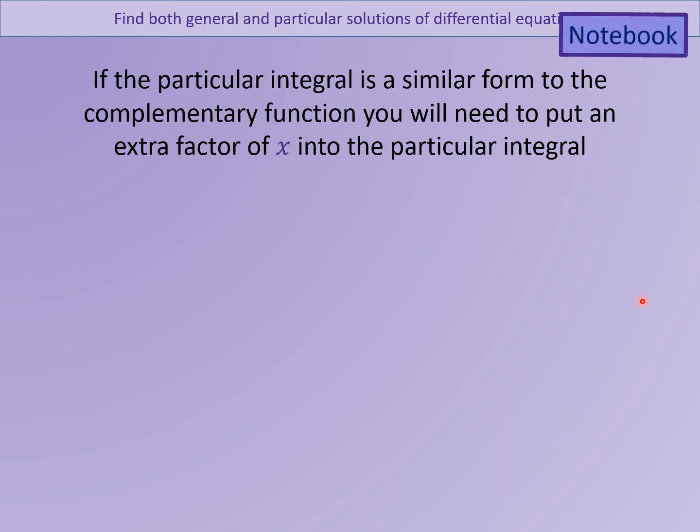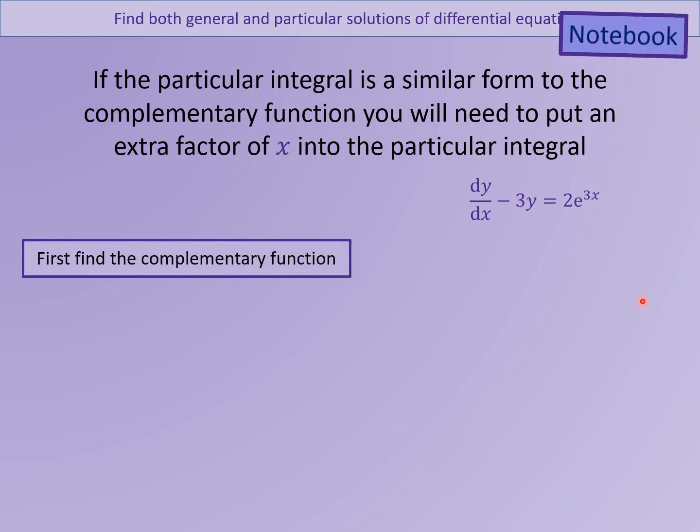So we'll have a look at an example. That's the one I just did. So how can I go about finding the particular integral for this? Well, I need to start with the complementary function. We just did this, didn't we? The complementary function was y equals ae to the 3x. Once I know my complementary function, I should spot that my particular integral is similar to it. If you don't, then what's going to happen is you're going to get 0, so then you will notice it anyway.